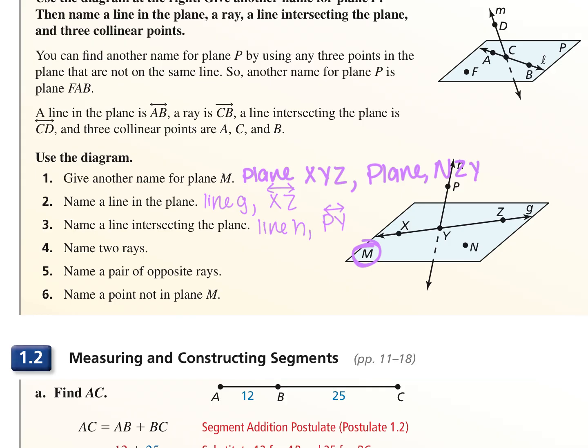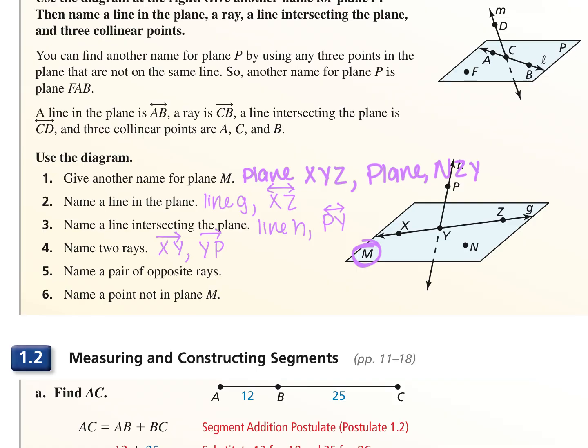Name 2 rays. Keep in mind I can take a ray from a line. Any 2 rays would be fine. So I'm going to do X, Y. Keep in mind your arrow has to go to the right. That's 1 ray. I could also do Y, P as another ray.